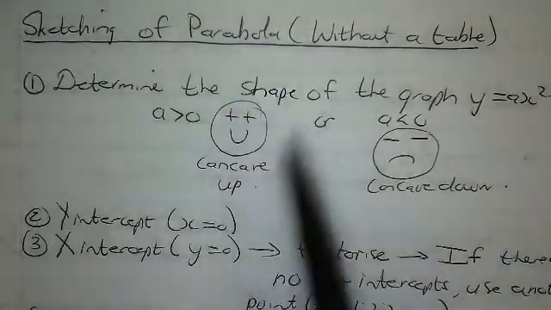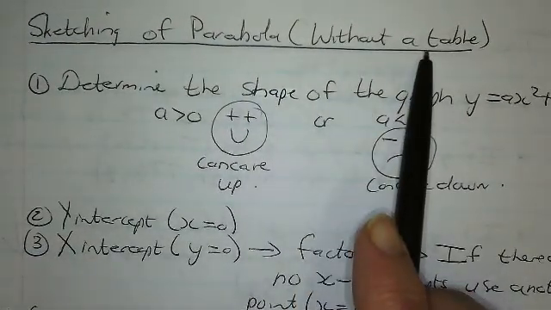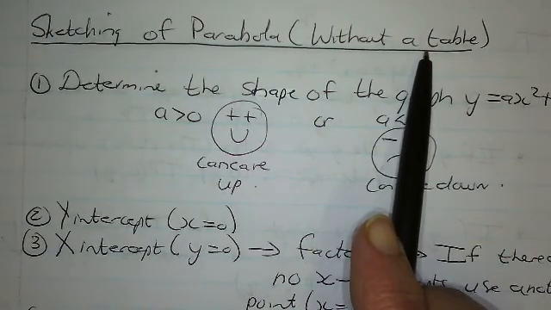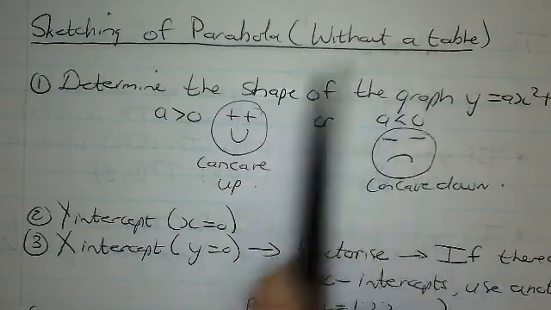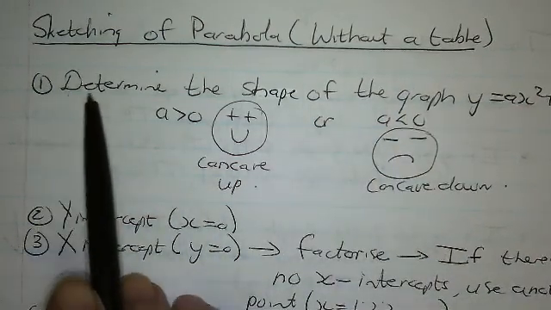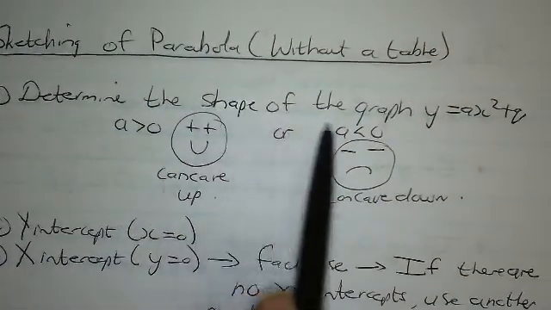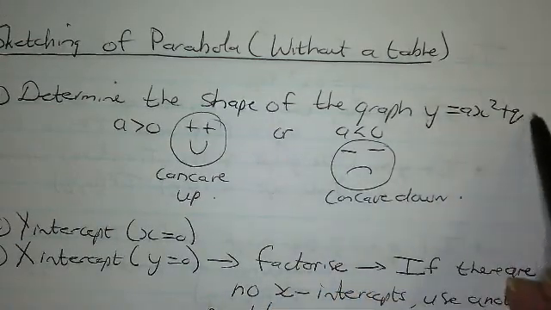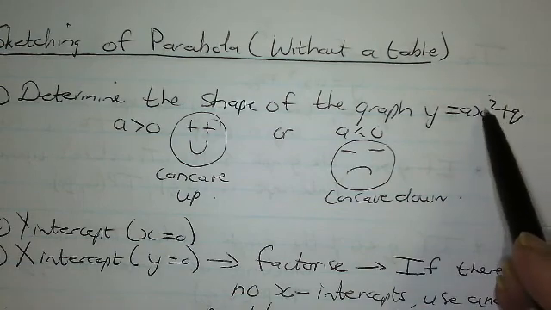Now, the next thing I want to do is to show you how to sketch the parabola without using a table. Remember previous parabolas, we used the table to sketch. You can still use that, but let's have a look. First of all, you determine the shape of the graph, y equals ax squared plus q. Remember, that's your general form of the parabola because you're looking for the square.